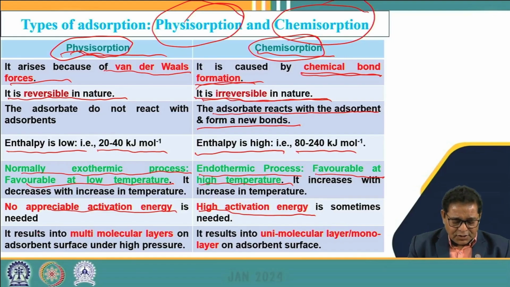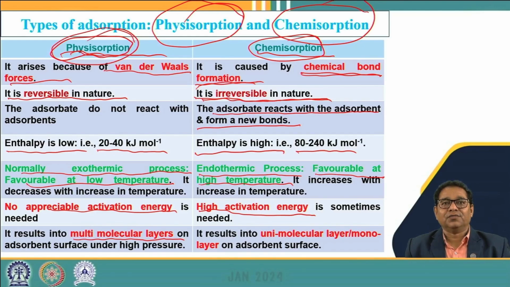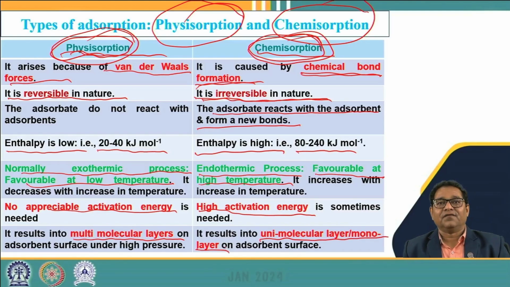Then if we look into the type of adsorption, like monolayer and multilayer adsorption, in physisorption there can be multiple layers of adsorbate adsorbed onto the surface, whereas chemisorption is basically a monolayer adsorption process where a single layer of adsorbate is adsorbed onto the surface.